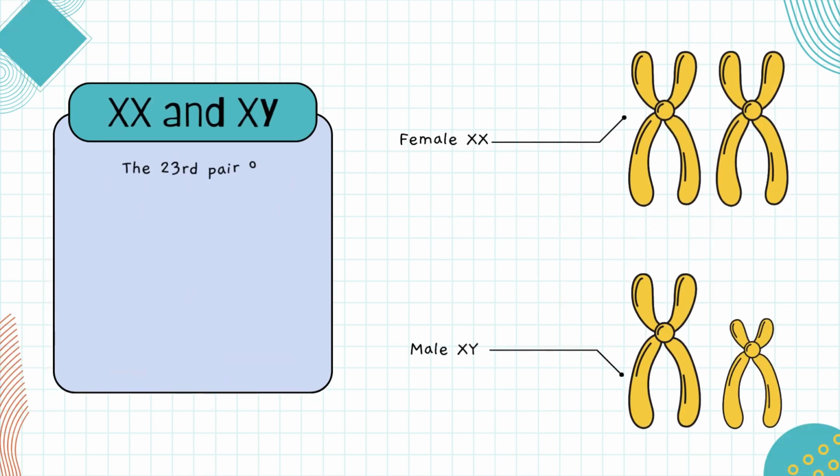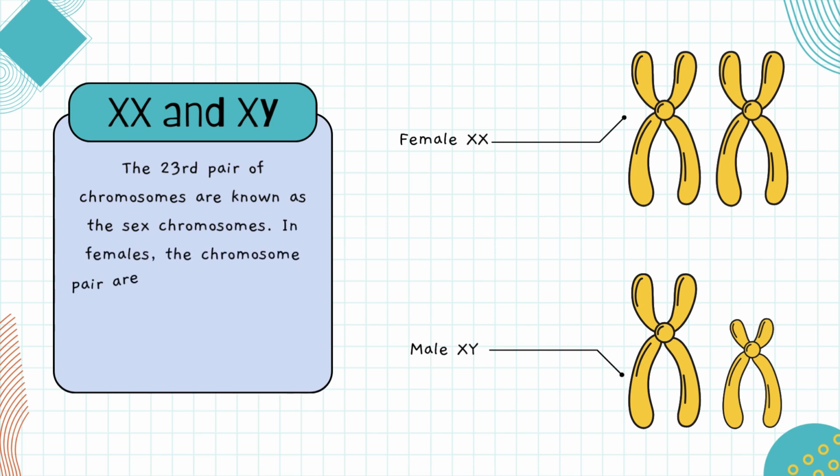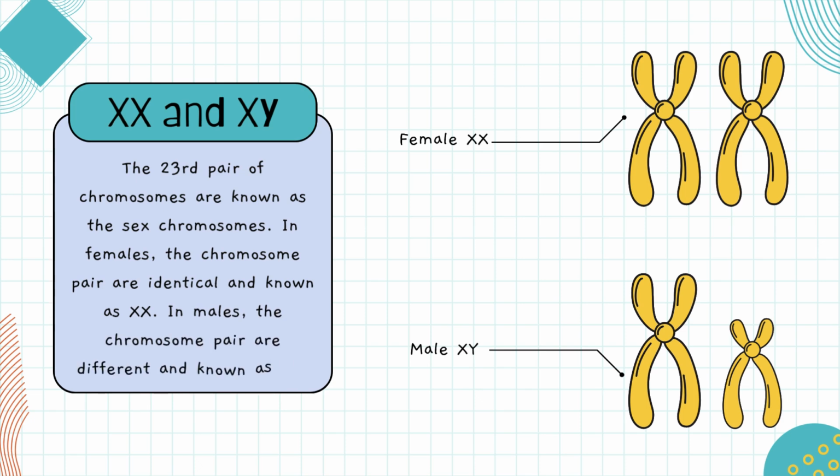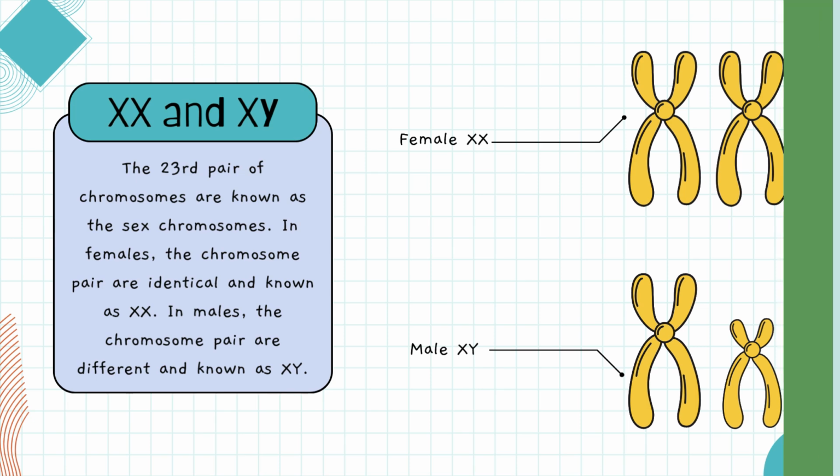Now, let's delve into one of the most well-known aspects of our genetic identity, the sex chromosomes. Out of the 23 pairs, the 23rd pair is unique and determines our biological sex. In females, these chromosomes are identical and are known as double X, while in males they differ and are called XY. This simple yet profound difference not only influences physical characteristics, but also has far-reaching effects on genetic expression and even aspects of behavior. Understanding the role of these sex chromosomes provides key insights into the intricate dance of genetics that shapes who we are.